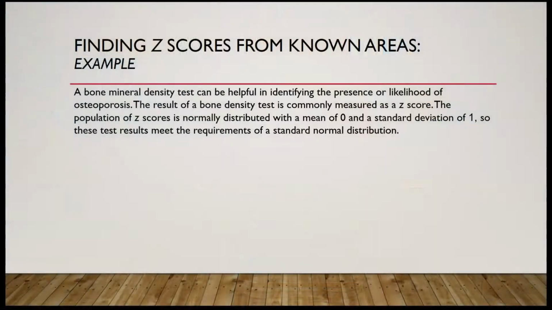Let's use the same example with the bone density test we looked at in the previous video. A bone mineral density test can be helpful in identifying the presence or likelihood of osteoporosis. The result of a bone density test is commonly measured as a z-score. The population of z-scores is normally distributed with a mean of 0 and a standard deviation of 1, so these test results meet the requirements of a standard normal distribution. Find the bone density score corresponding to P95, the 95th percentile.